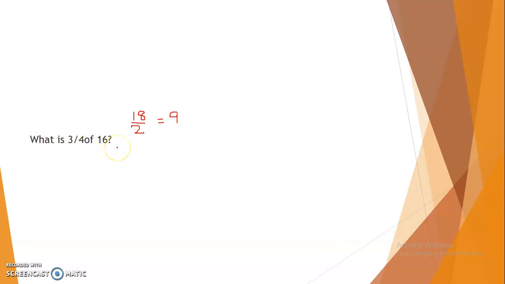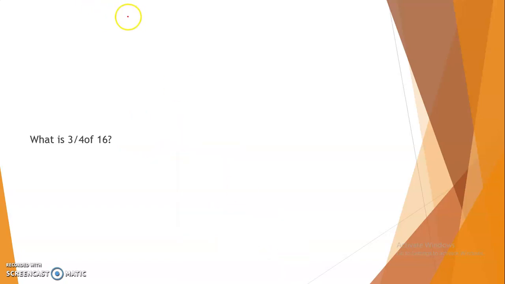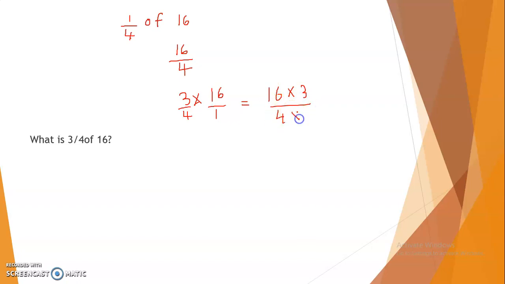What is 3 by 4 of 16? If we want to find 3 by 4 of 16, what did we say we should do? If we had to find 1 by 4 of 16, this is same as 16 divided by 4. Now here it is 3 by 4 of 16. So 3 by 4 of 16. We said we can write this as 16 divided by 1. Now multiply the numerators. So this becomes 16 into 3 divided by 4 into 1.